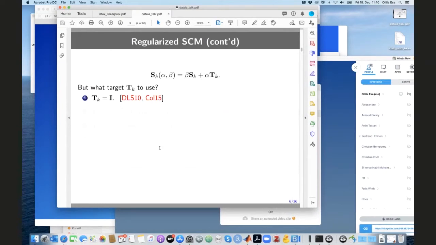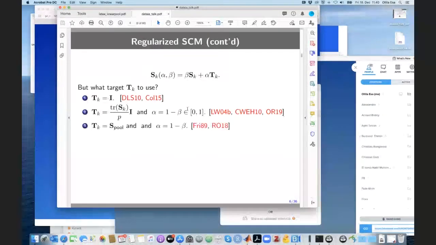Another approach is to use a scaled version of the identity matrix, and then just take the other term alpha to be just 1 minus beta. And this would guarantee that this regularized version will have the same scale as the sample covariance matrix. So you basically wouldn't touch the underlying scale of the data. And this is also a very popular approach in the literature.